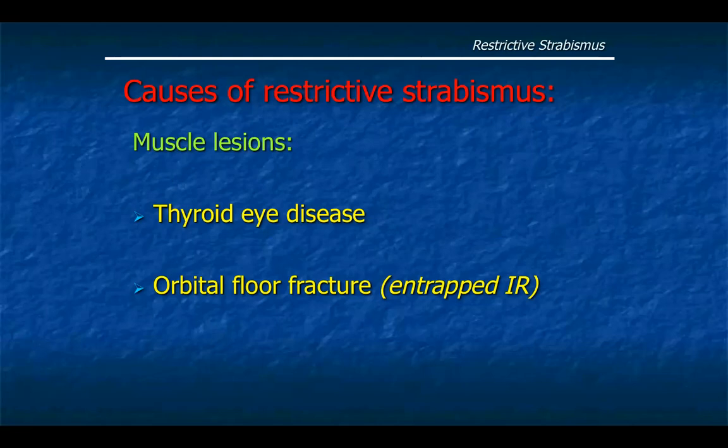Or it could be due to an orbital floor fracture, where there is entrapment of the inferior rectus in this fracture. And in this case, the superior rectus, although intact, cannot elevate the eye.